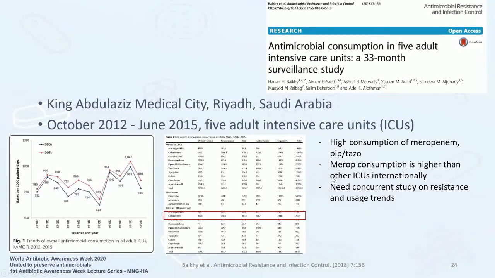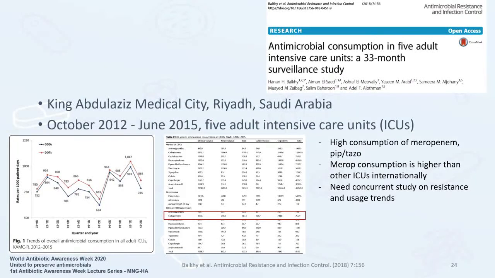Mero consumption is higher than other ICUs internationally, and there is a need for a concurrent study on resistance and usage trends, so that you not only have antimicrobial usage trend in the ICU, but also resistance trend in the ICU. As you can see here, this specific conclusion compares the meropenem consumption from year to year within that facility. Within the study, this data is clear, but it also compares between different types of ICUs, in addition to comparing it to ICUs internationally. And this is how you benchmark your data.